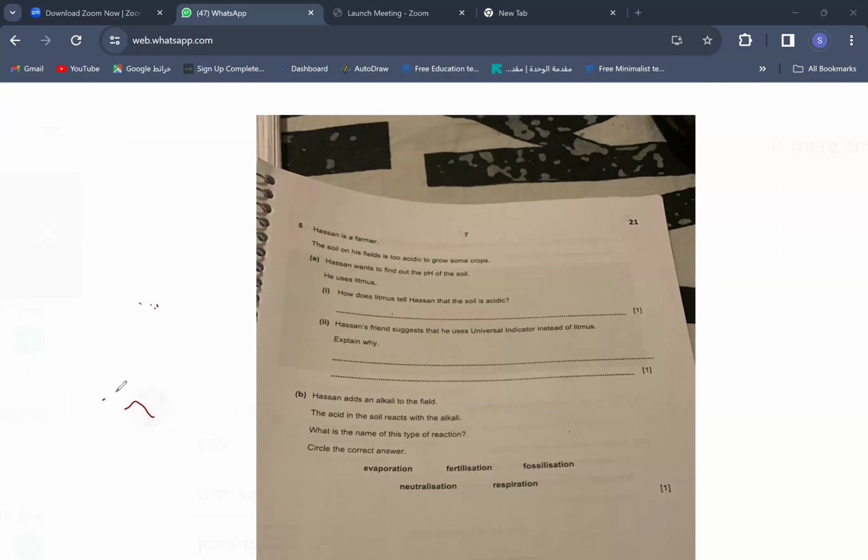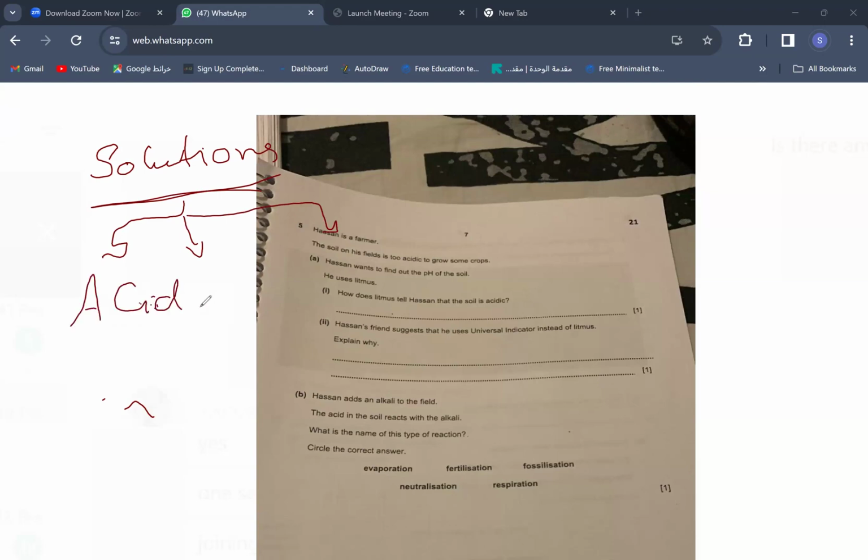So look, the substances or the solutions has one of three states. They may be acid, they may be alkaline, or they may be neutral.